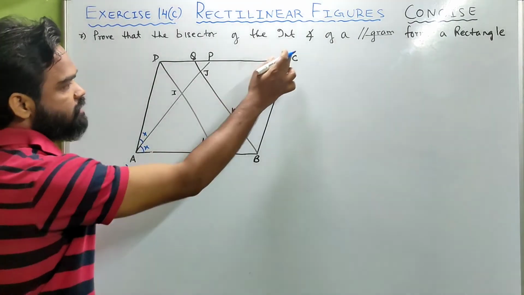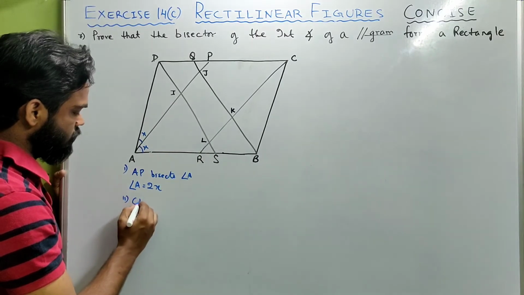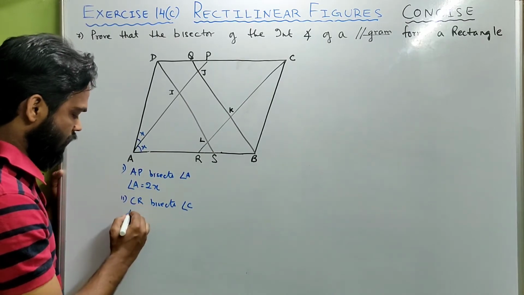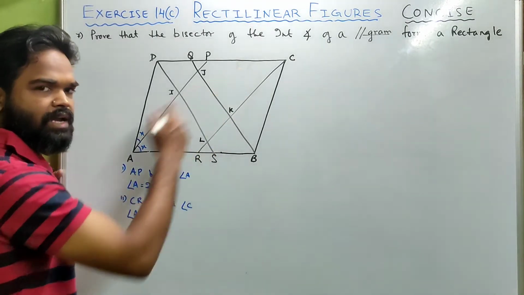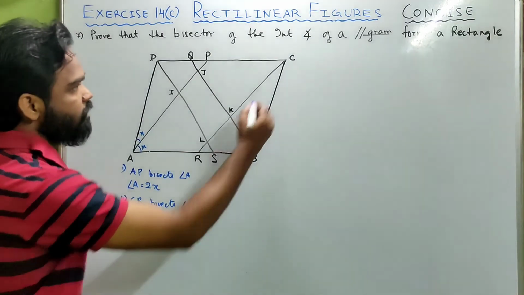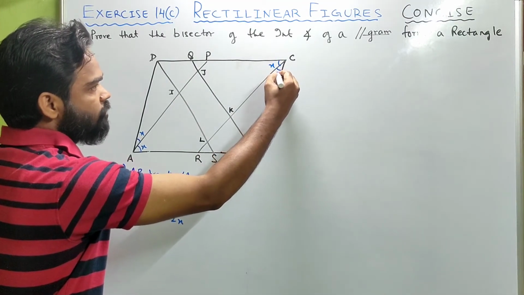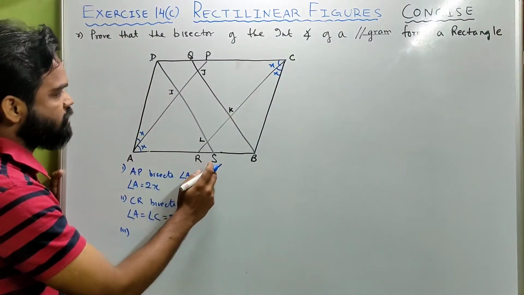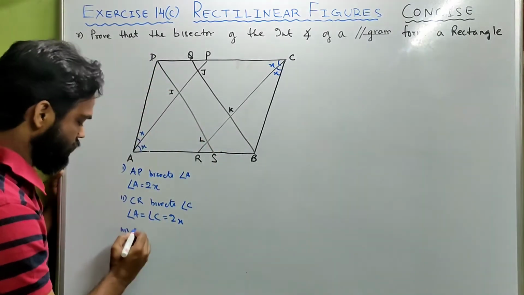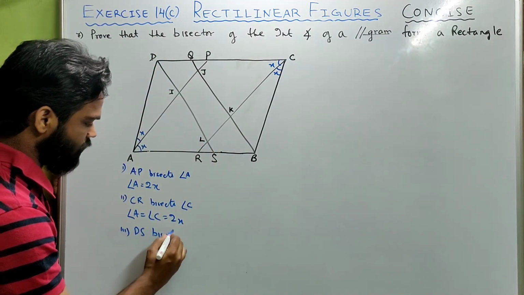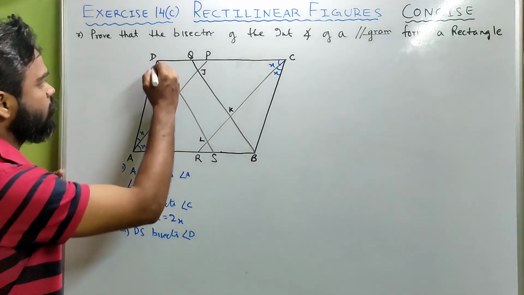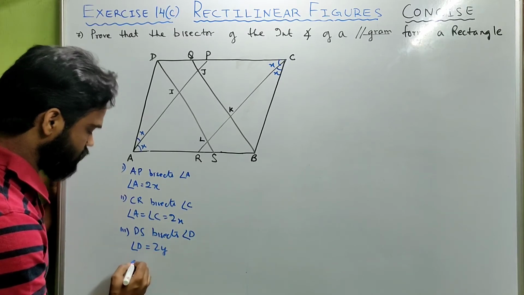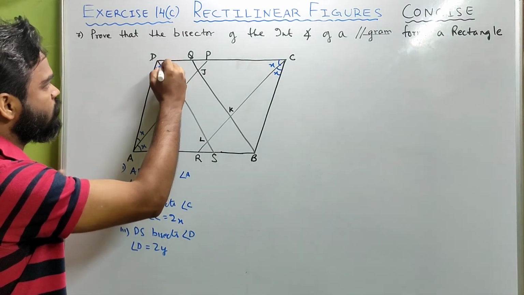Then I've taken CR, look carefully, CR bisects angle C. Now angle A equals angle C, opposite angles of a parallelogram. This is equal to 2x, which means this will be x and this will be x. No doubt in that. I have taken DS as the bisector of angle D. Suppose angle D is 2y, so this will be y and this will be y.